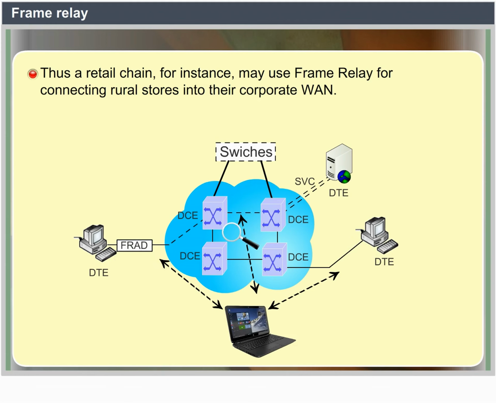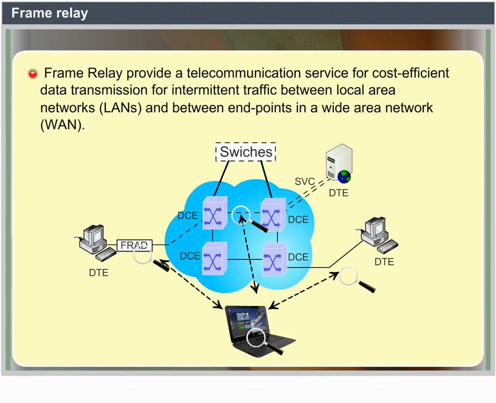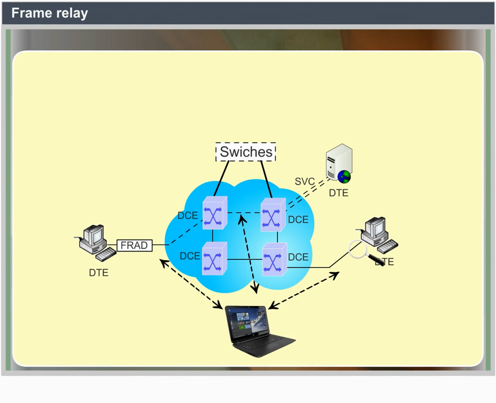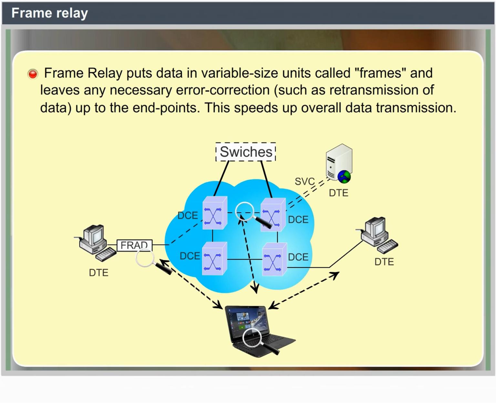Frame relay provides a telecommunication service for cost-efficient data transmission for intermittent traffic between local area networks, or LANs, and between endpoints in a wide area network, or WAN. Frame relay puts data in variable-size units called frames and leaves any unnecessary error correction, such as retransmission of data, up to the endpoints. This speeds up overall data transmission.